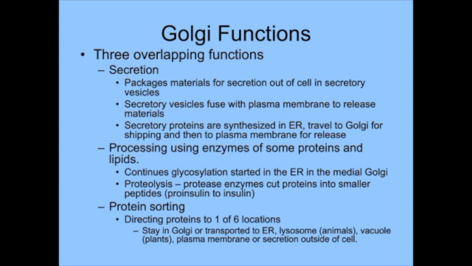Another process carried out by the Golgi is proteolysis. Proteolysis is the process of breaking down proteins into smaller pieces, such as when we produce insulin, we actually store it in our cells in a form called proinsulin. And proinsulin is a really long protein molecule. It's like a big long chain of insulin molecules. When insulin needs to be released, the Golgi will use specialized enzymes to cut proinsulin into the smaller segments that we know as insulin.